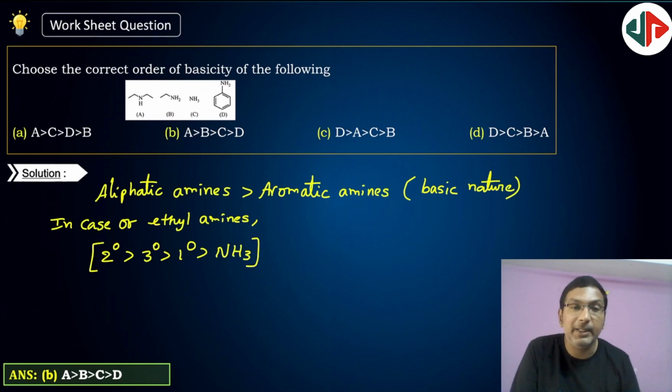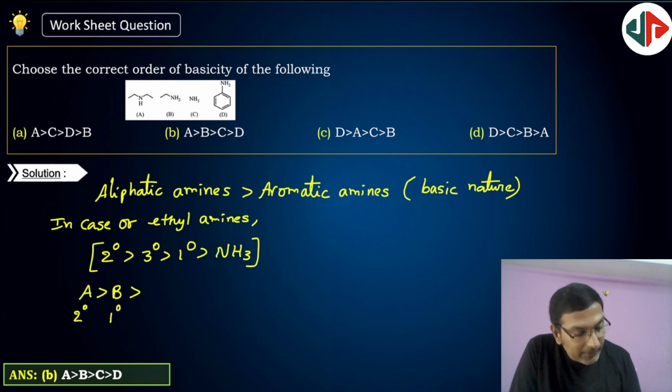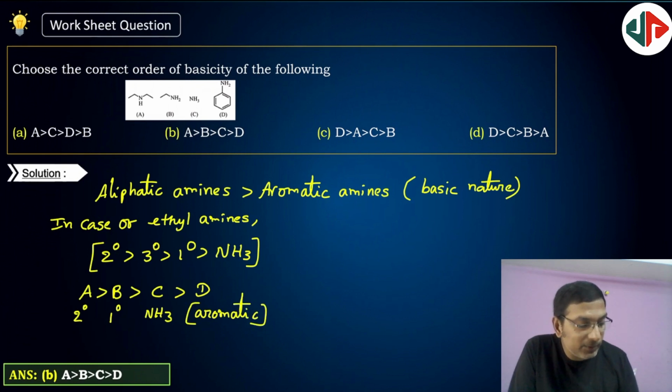In case of ethyl amine, if ethyl group is substituted on nitrogen. So here first one is secondary, that is A. After that B, ethyl, which is primary. Tertiary is not given here. Next C, which is ammonia, and last the aromatic amine, D. Aromatic amines are least basic due to delocalization. Therefore, A, B, C, D. Option B.